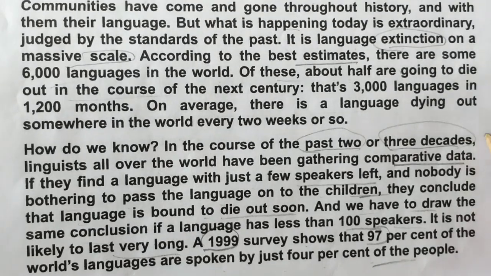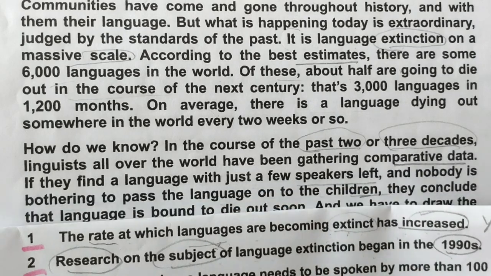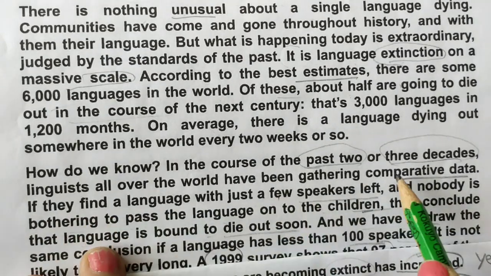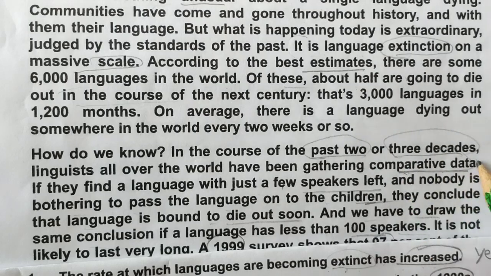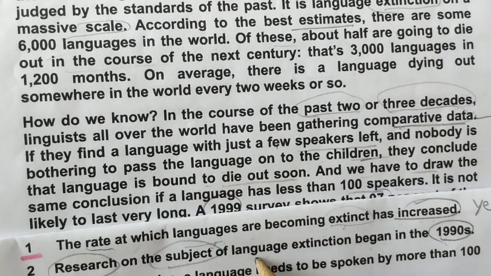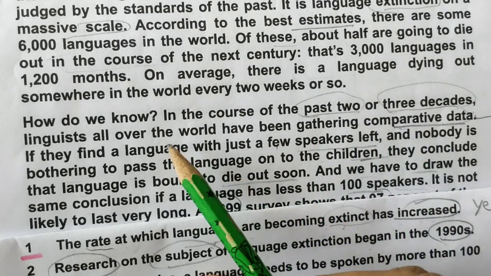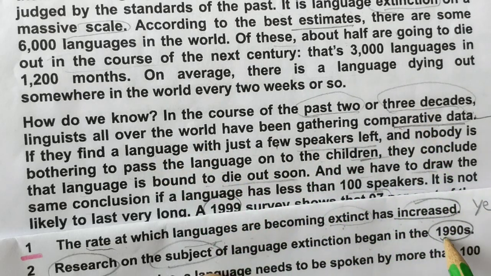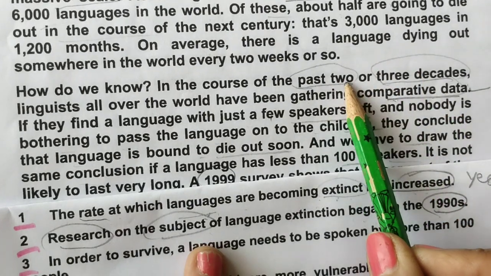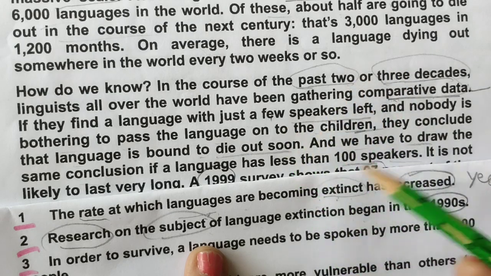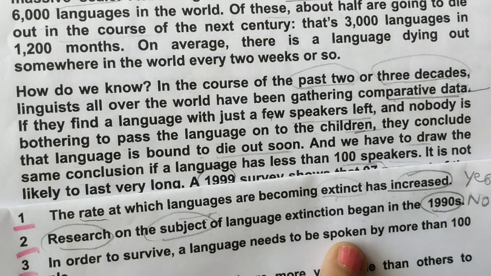Now, the full paragraph we have done. What we are looking for: research on the subject of language extinction began in 1990s. Here they were talking about collectively gathering comparative data, which means this is research, and they have started gathering data about language, but 1990 is missing. Here they are talking about the past 2 or 3 decades, which are also not confirmed. So it means they are confirmed here 1990. So we will just write no here, because a contradiction is there.